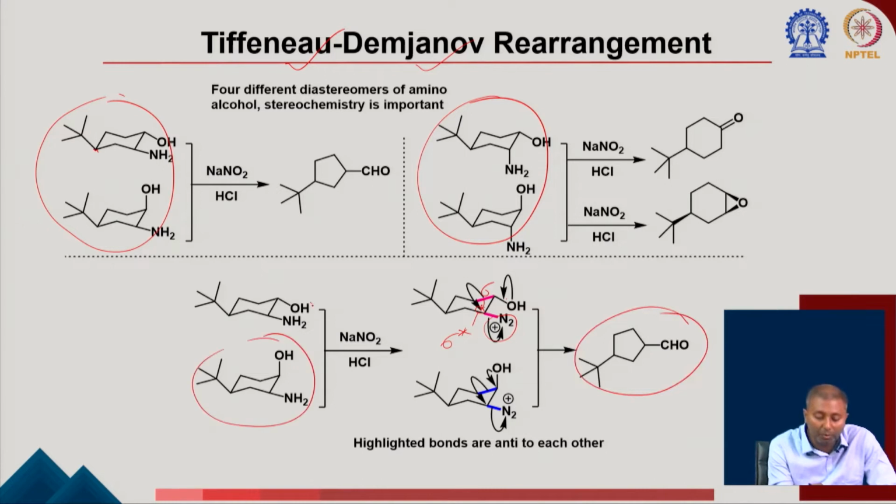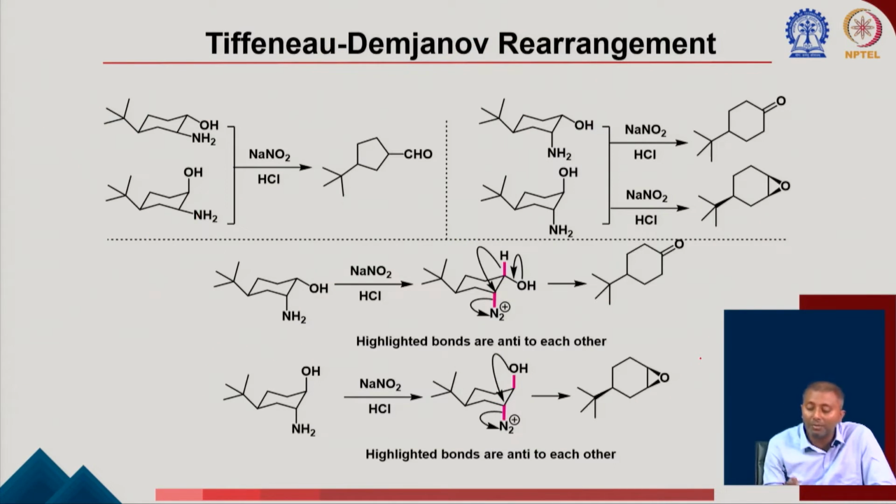So both of these compounds can end up making the same product, because in both cases there is a possibility of this sigma to sigma star donation, and so this sigma is going to shift here to form this product. Once we start with the other set of compounds, the other set of diastereomers, what is going to happen here?